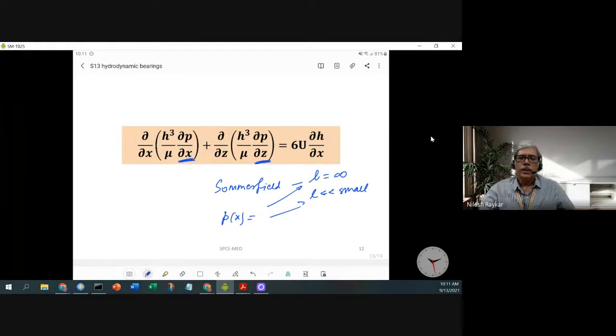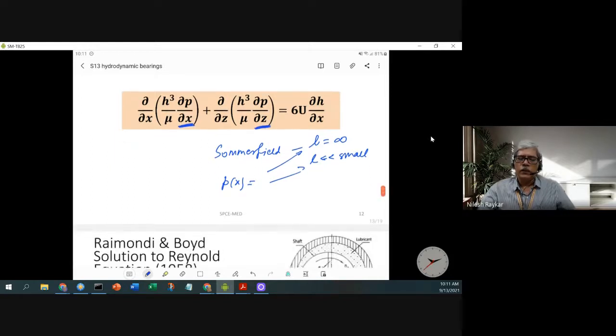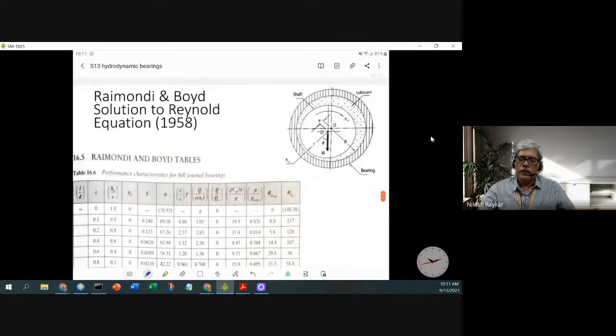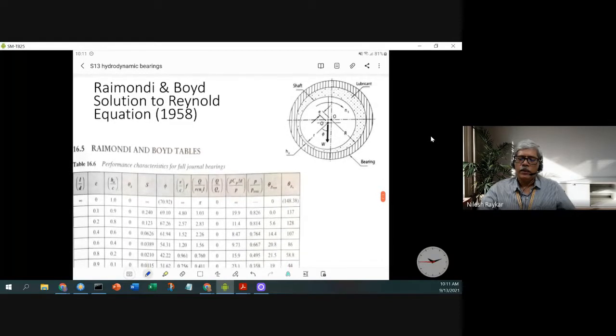That solution was found by two scientists, Raimondi and Boyd, so the solution is named after them. It is called the Raimondi and Boyd solution to the Reynolds equation. This particular solution is available in tabular form or chart form. It doesn't give you pressure variation directly in terms of x and z, which is what you might expect to obtain as a solution to this equation.